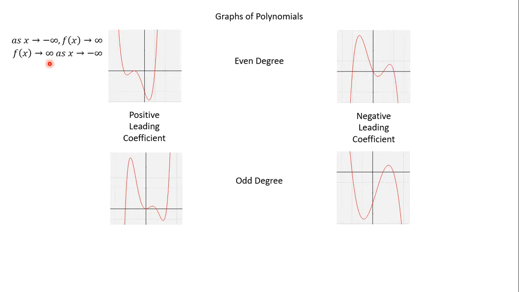f of x goes to blank as x goes to negative infinity. So I think it's going to be good to see it that way. It means the same thing. It's just which order it is. So f of x goes to infinity as x goes to negative infinity.